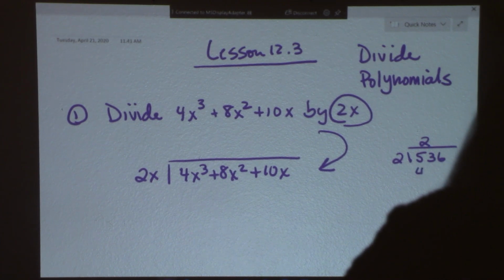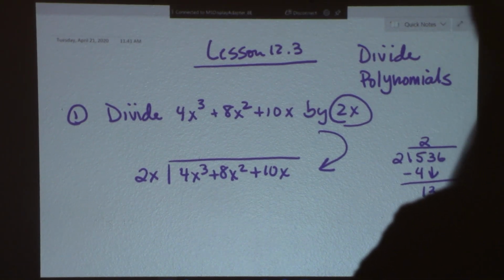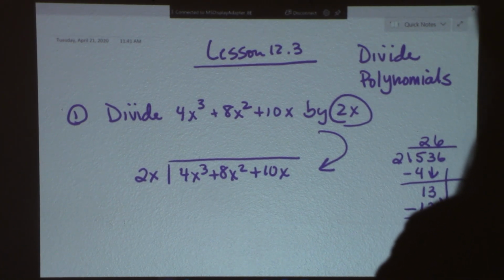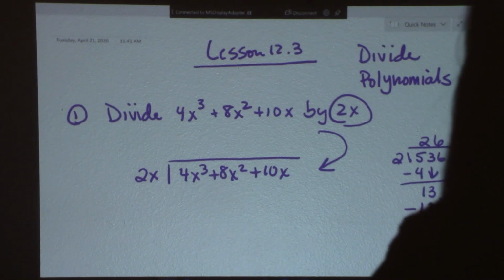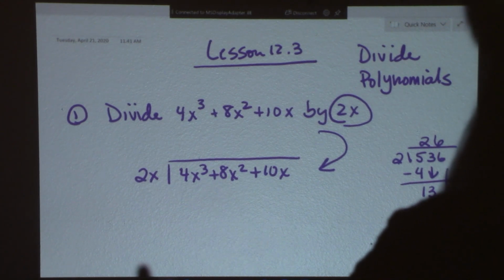2 times 2 is 4, and then I subtract, and I bring down the 3, right? And then I do it again. And I say, how many times does 2 go into 13? And you think 6, and then I multiply 6 times 2 to get 12, and I subtract. And that's how it goes. That's how long division works. We're going to use all of those same steps with polynomials. So we're using long division.